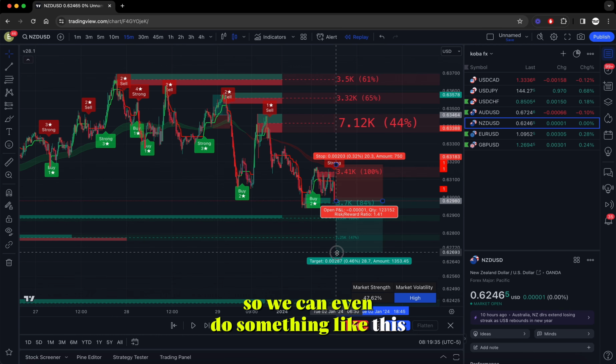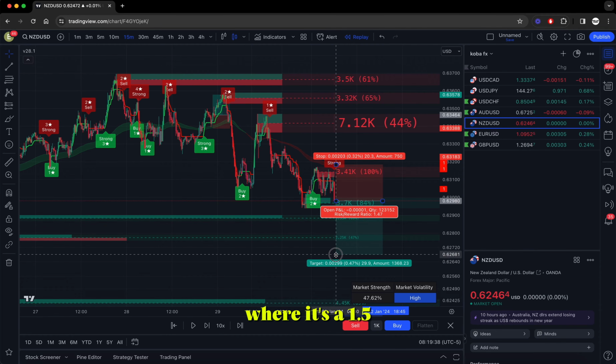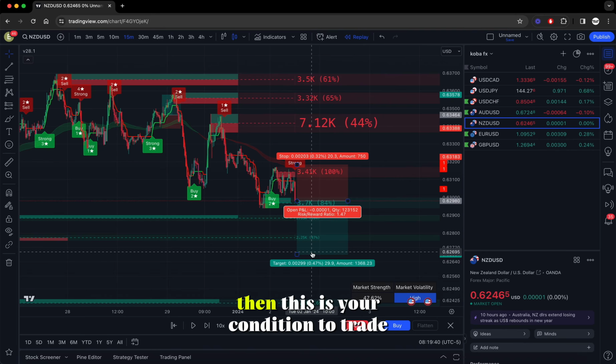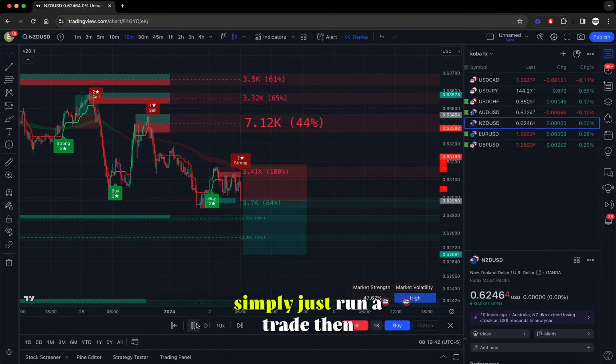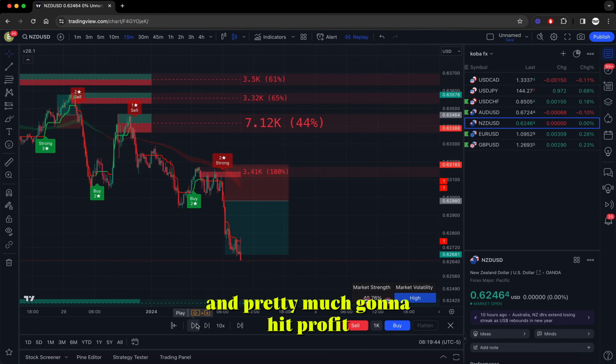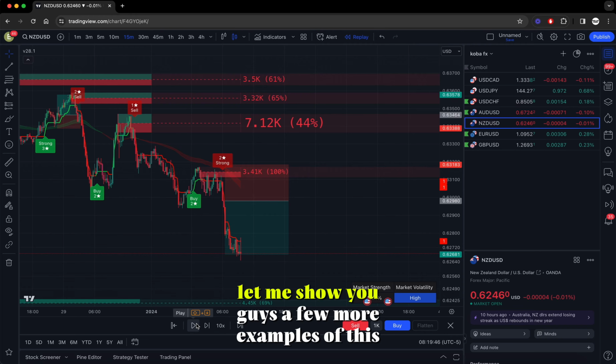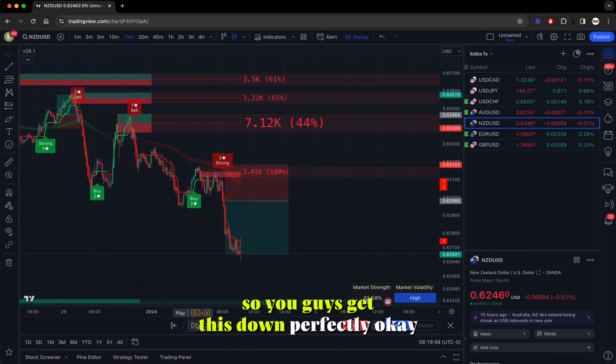So we can even do something like this if we want, where it's a 1.5, something like that. Then this is your condition to trade. Simply just run the trade then, and pretty much going to hit profit just like it did right here. Let me show you guys a few more examples of this so you guys can get this down perfectly.